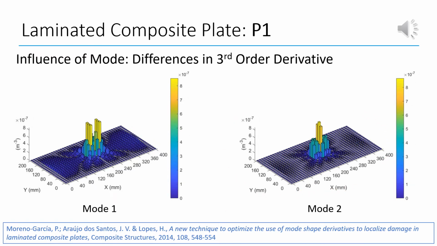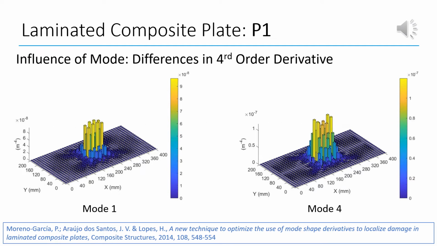Here, we can see that the use of differences in the third-order derivative of the displacements leads to clear peaks at the damage location, and very small values of the indicator in undamaged areas. If one uses the damage indicator based on differences in the fourth-order derivative, we get successful identifications with both mode 1 and mode 4.